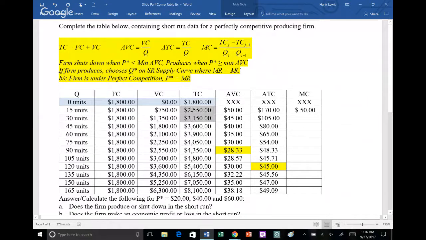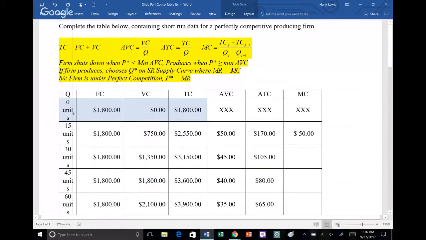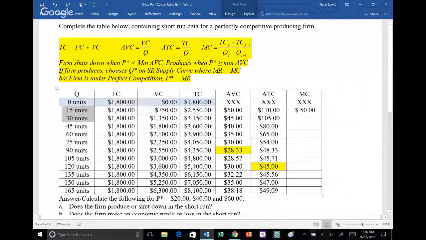Let's talk about one more calculation. 3,150 minus 2,550. Whoopsie, I didn't mean to do that, y'all. Okay. Divided by 30 minus 15. Remember, total cost in row 3 minus total cost in row 2. It's always current row minus one row previous for the total cost change, and current row minus one row previous for the quantity change. 3,150 minus 2,550 is $600. 30 minus 15 is 15 units. $600 divided by 15 units is equal to $40.00. This is the method you use for calculating marginal cost.